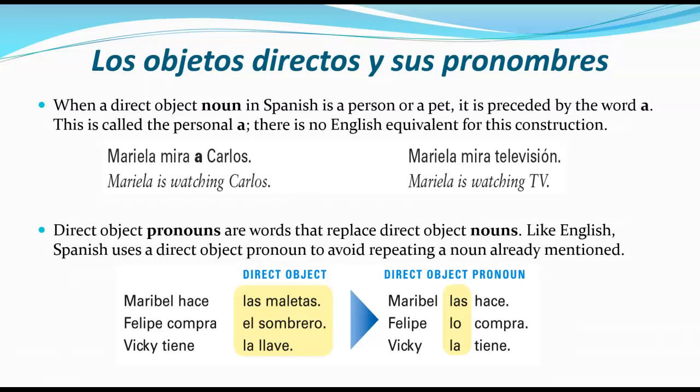And I would change Felipe compra el sombrero to a question. ¿Compra Felipe el sombrero? Sí, Felipe lo compra. ¿Tiene Vicky la llave? Sí, Vicky la tiene. And so they've highlighted in yellow what's the direct objects in the statements and then rewriting the statements using the direct object pronoun. Again, I prefer, it's easier if you ask a question and then answer it with the direct object pronoun.